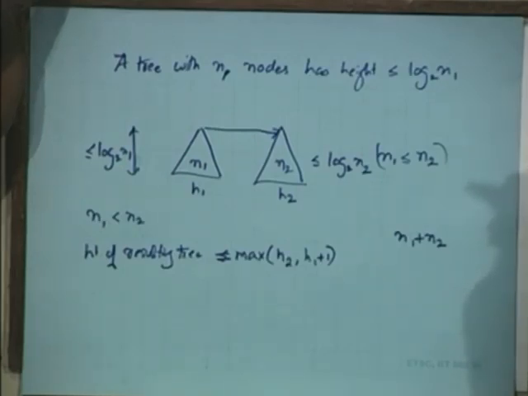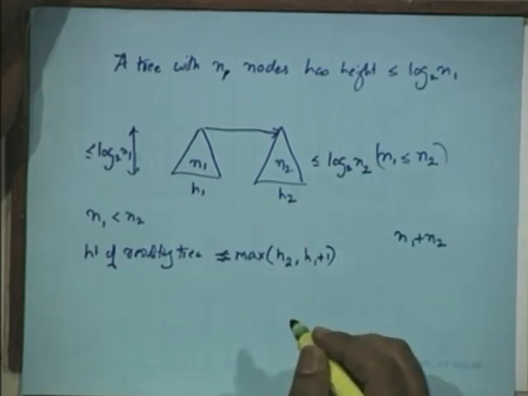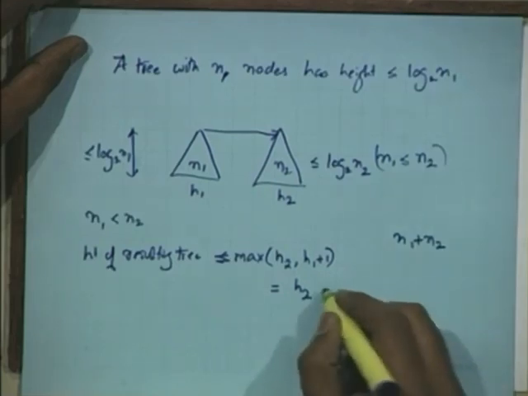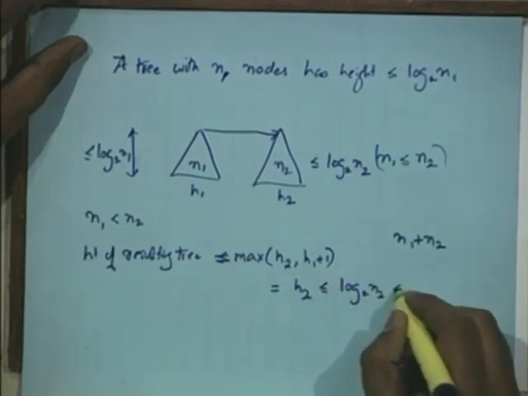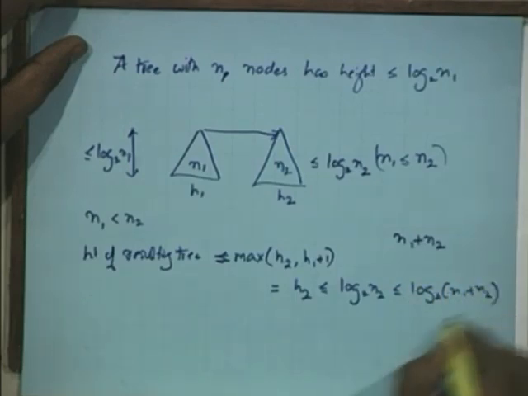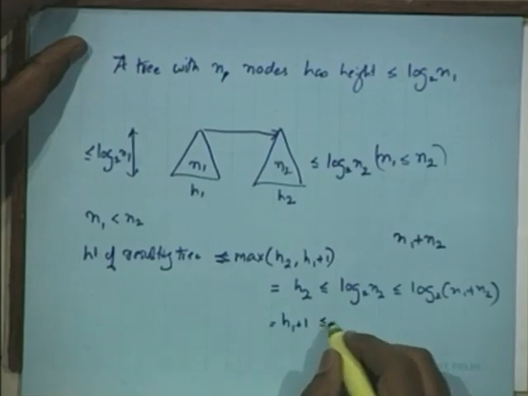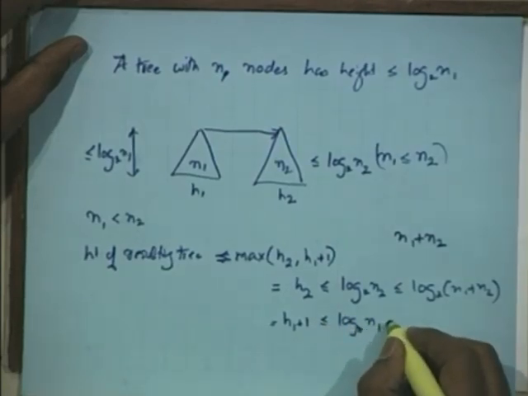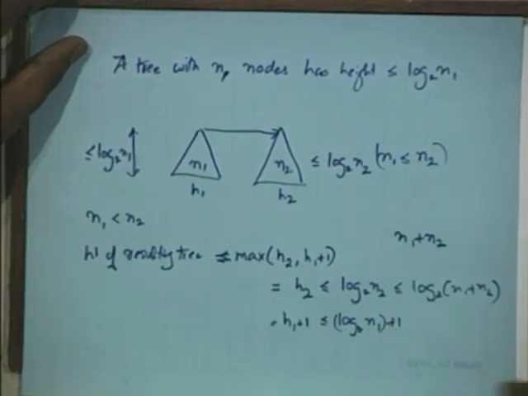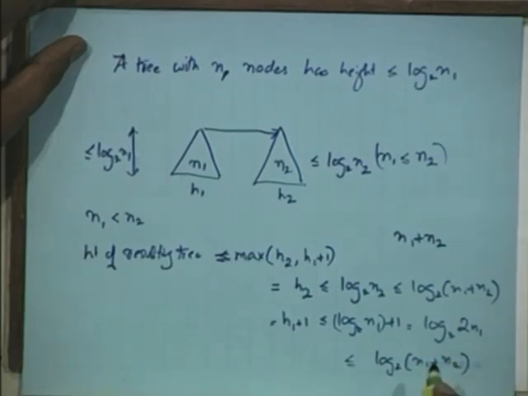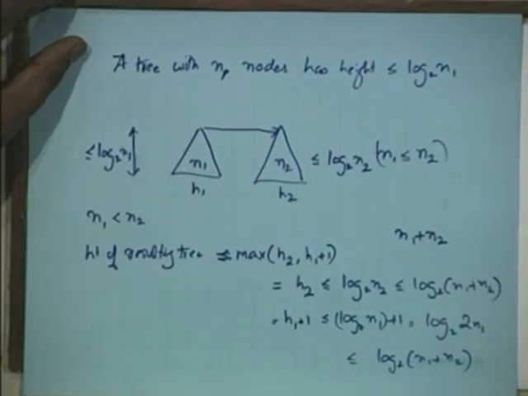Now let's see, this is the height of the resulting tree. If this value equals h2, there are two possibilities. Either this value is equal to h2, but h2 is less than log of n2, which is less than log of n1 plus n2. The other possibility is this quantity equals h1 plus 1, which is less than or equal to log of n1 plus 1. Which is equal to log of 2 times n1, which is less than or equal to log of n1 plus n2. Because n2 is greater than or equal to n1.